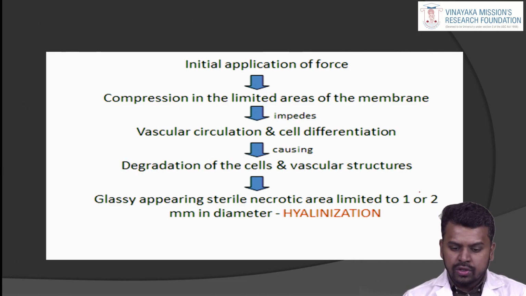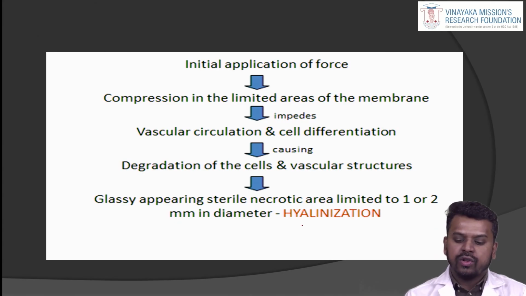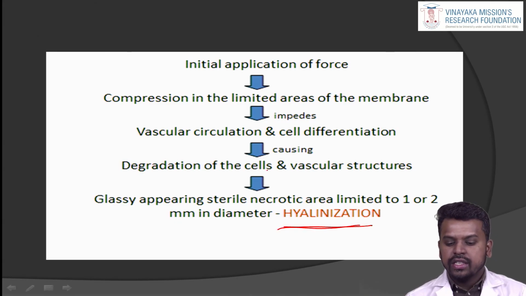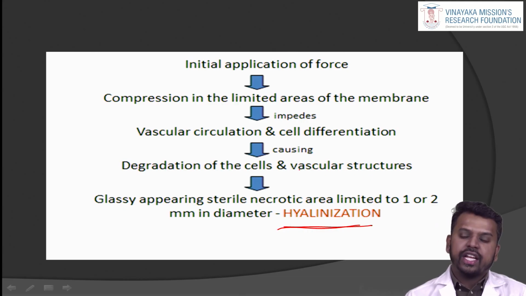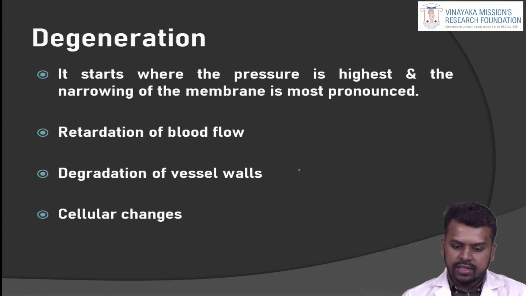Initial application of force, compression in the limited area of the membrane, vascular circulation and cell differentiation happen at the area of your blood supply, and degradation of the cells and vascular structures. A glassy appearing sterile necrotic area limited to 1 or 2 mm in diameter is known as hyalinization. This occlusion of blood supply happens in the degradation of the cells and vascular structures.